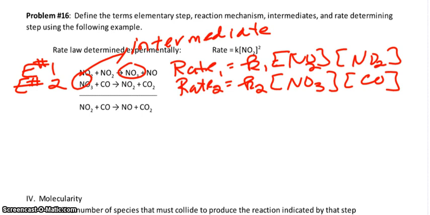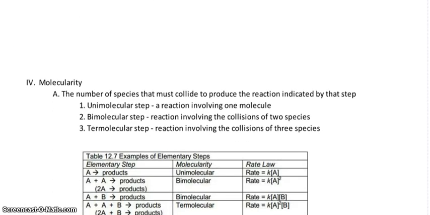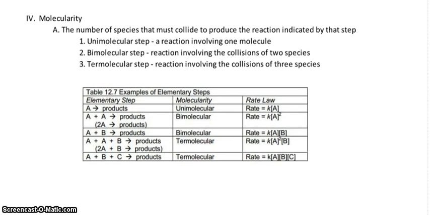Now, does rate 2 have anything to do with the overall determined rate? Not at all. You don't see NO2 or CO in the rate equation at the top there. So my rate determining step is step number 1, where the 2 nitrogen dioxides make nitrogen trioxide and nitrogen monoxide. Now there's another term that we need to look at. I've already mentioned it once, and that is called molecularity, and that is the number of species that must collide to produce the reaction indicated by that step.